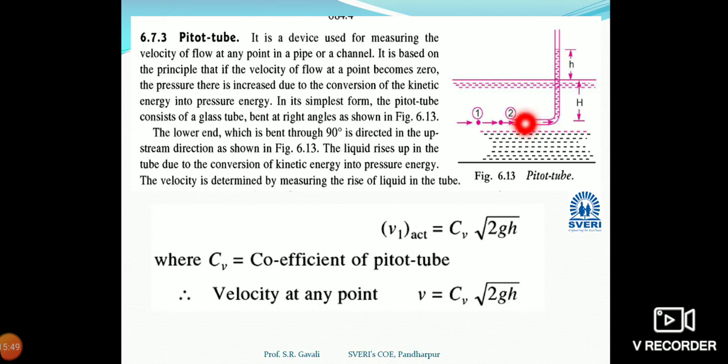So if we insert this Pitot tube, or move it up and down, at any section and any elevation we can find out the velocity of flow in the pipe, and the velocity V is equal to V actual, which is Cv into root 2gh. Cv is the coefficient of velocity or coefficient of Pitot tube, and the value we usually take is 0.94.